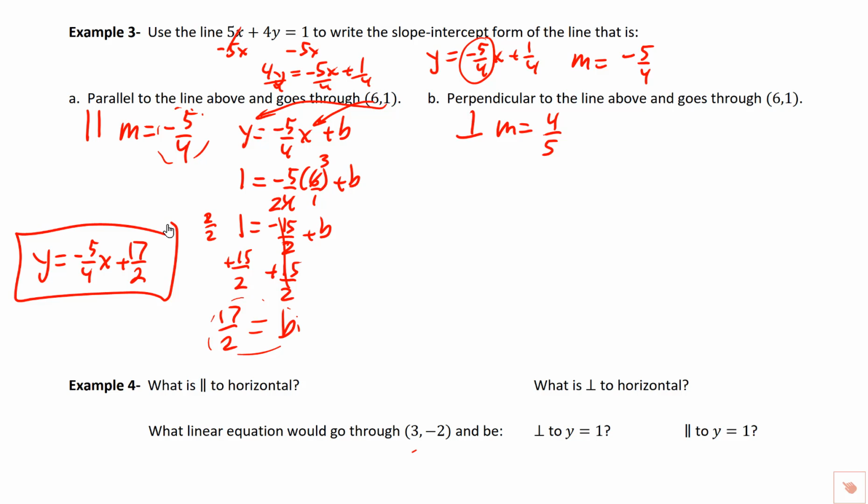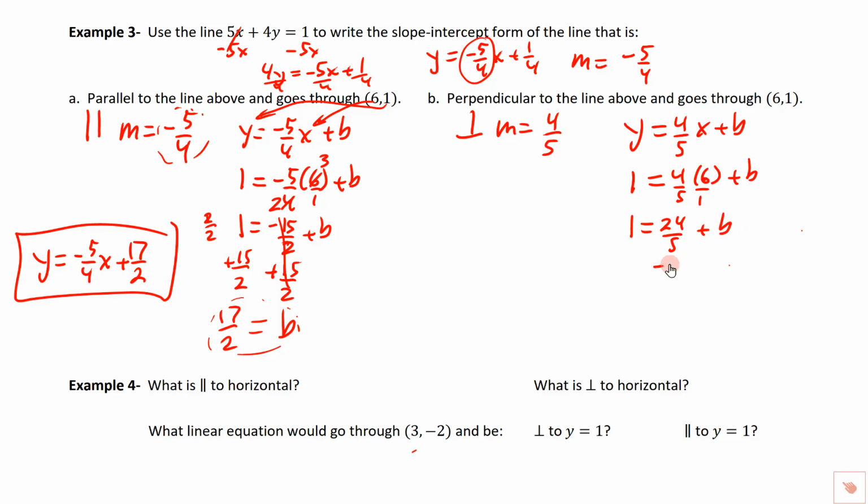So let's take a look at this one right here. Same type of thing. We're just using the slope that would make this perpendicular. So x plus b. Now, if you can skip to this point right here, you're totally welcome to. I'm going to put a 1 right here, and I'm going to put a 6 right here, because that's where the x is. So this is 1 equals, if I multiply here, nothing cross cancels, so this is 24/5 plus b.